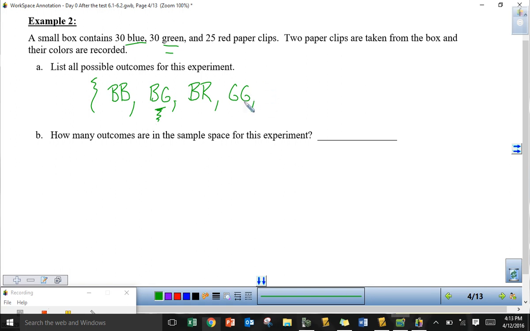Okay, so we've grouped green with blue. We want to make sure we group green with red then. Then we've covered all of the green options. Last one here is red. We could get both red, and then we want to make sure that we've grouped red with blue, which we have, and grouped red with green, which we have again. So that is the complete list of the outcomes for that experiment. Okay, all we have to do for part B is just count them up. We've got 1, 2, 3, 4, 5, 6 different possible outcomes for this particular experiment.